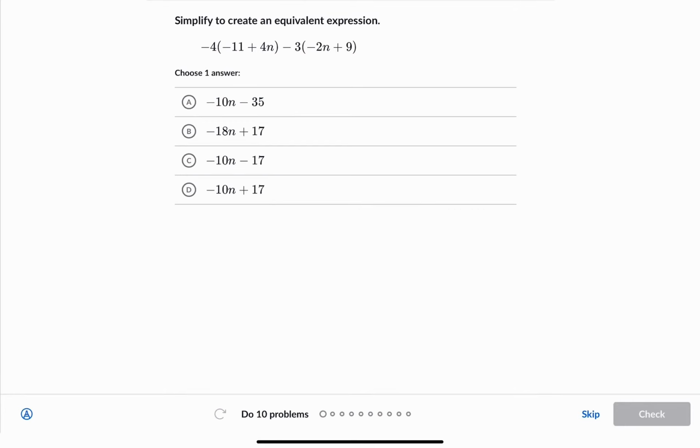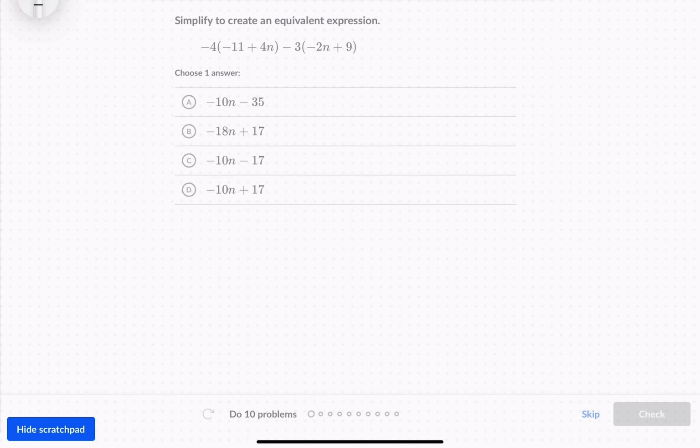Today we're going to be doing more practice with algebra. So our first question is, simplify to create an equivalent expression. First we need to figure out what everything means. This is -4 times (-11 plus 4n), and this, a little overlapping there, -3 times (-2n plus 9). So let's first do the one on the left hand side.